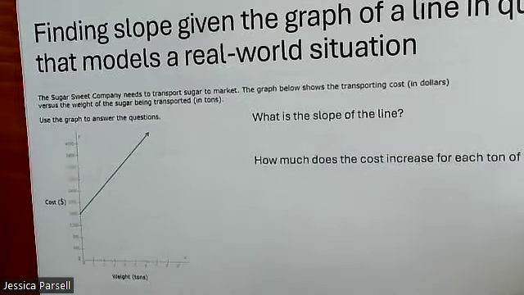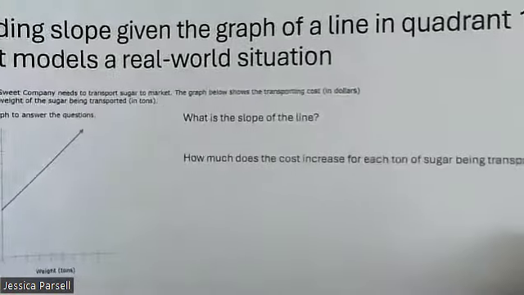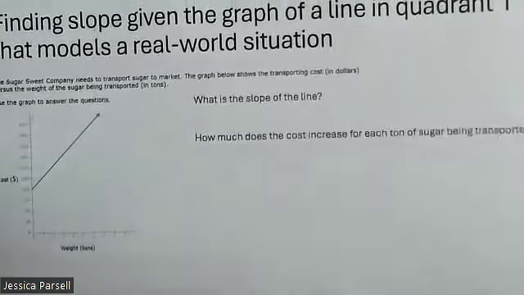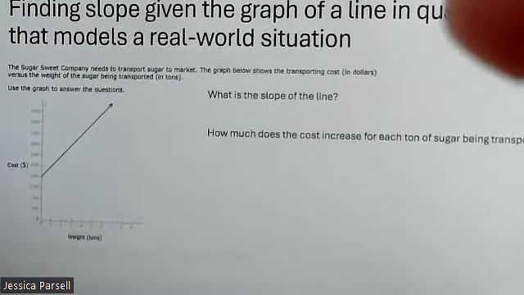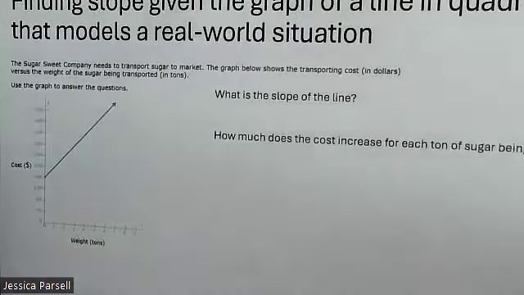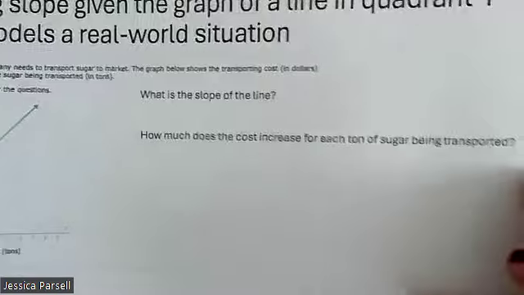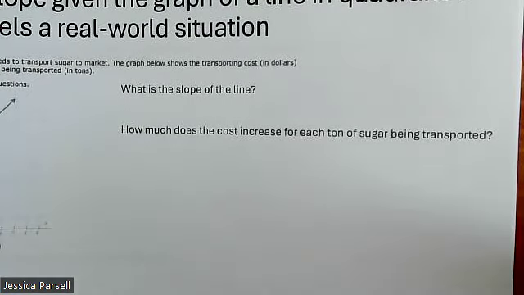All right, we're going to start off with finding slope. Given the graph of a line in quadrant 1 that models a real-world situation. The Sugar Sweet company needs to transport sugar to the market. The graph below shows the transporting cost in dollars versus the weight of the sugar being transported in tons. Use the graph to answer these questions. Here are the two questions. What's the slope of the line? And how much does the cost increase for each ton of sugar being transported?